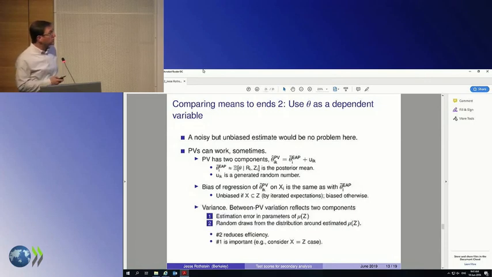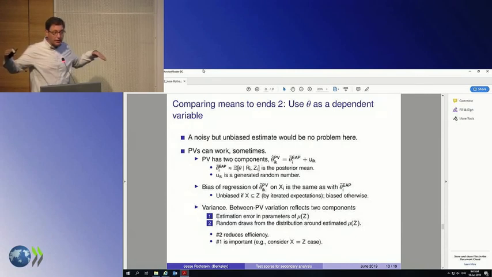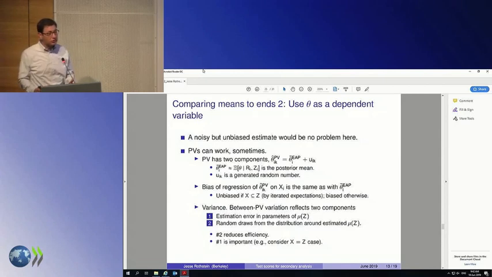For the variance, the plausible values give you some help. Because if you think about the variation across an individual's plausible values, there are two components of that. One component is telling us about estimation error in these parameters mu z and sigma squared z. The second is random draws from the distribution around the estimated posterior mean. Number one is important. We need to know, to the extent that the test sample isn't large enough to pin down mu of z and sigma squared z, we need to account for the estimation error in that in doing our secondary analysis.